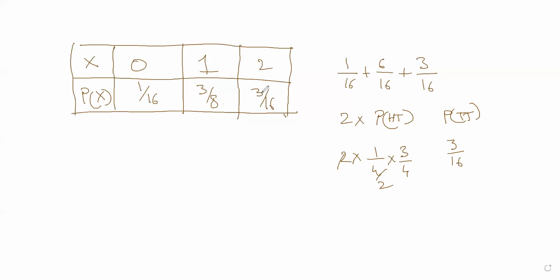It's not 3/16. It is 9/16. It's 3/4 into 3/4, which is 9/16. So 9 plus 6 plus 1, then it is correct. 9 plus 6 is 15, 15 plus 1 is 16. Done. So this distribution is correct. It should be 9/16, otherwise the distribution is wrong. That's how I checked it.